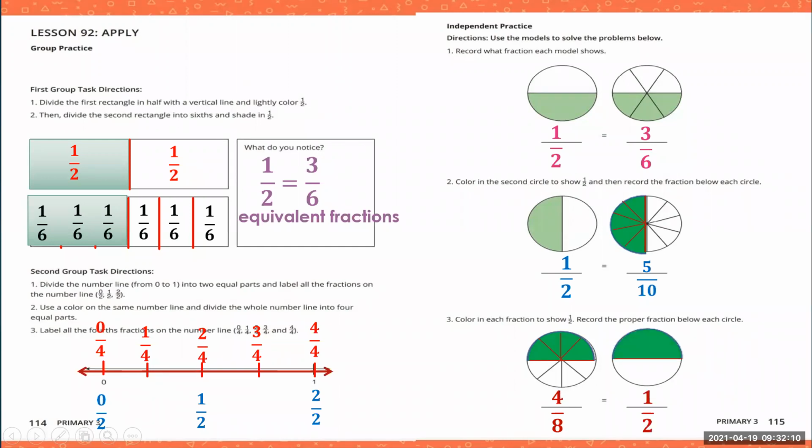Okay, so 4 over 8 equals half. Great, Ali. Excellent, my dears.